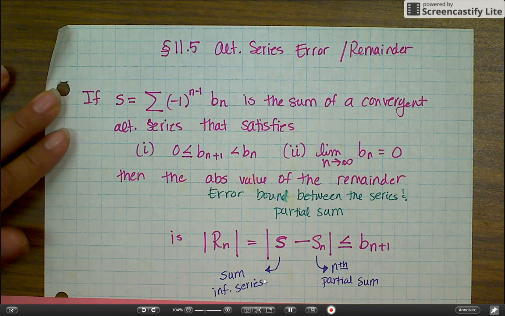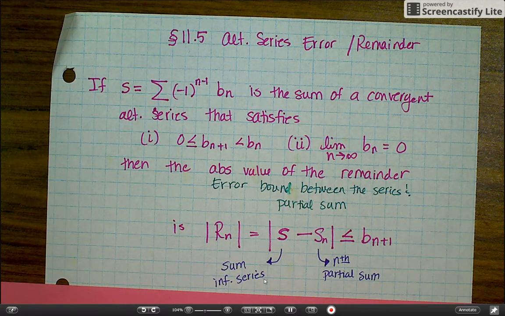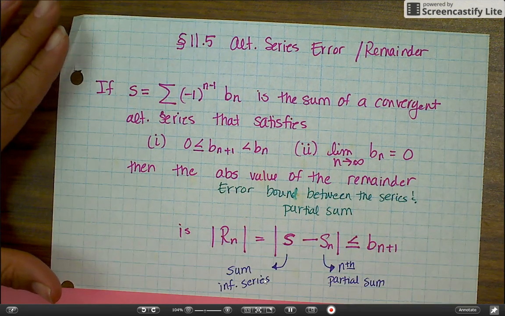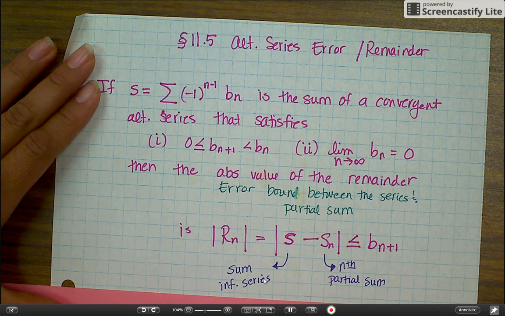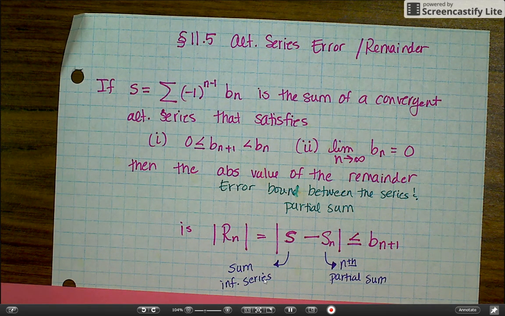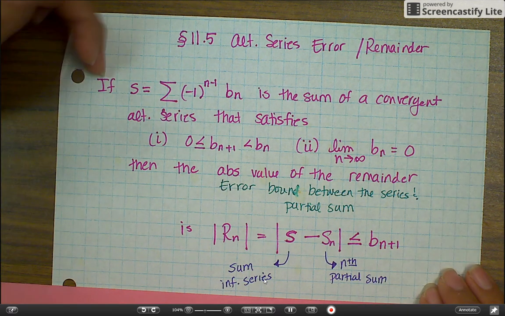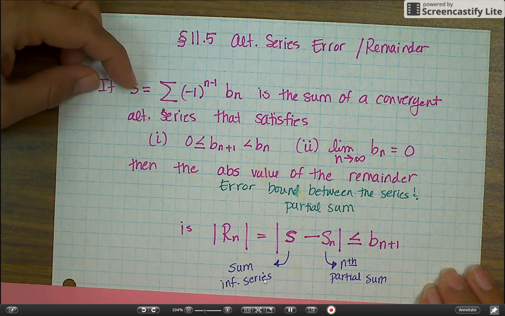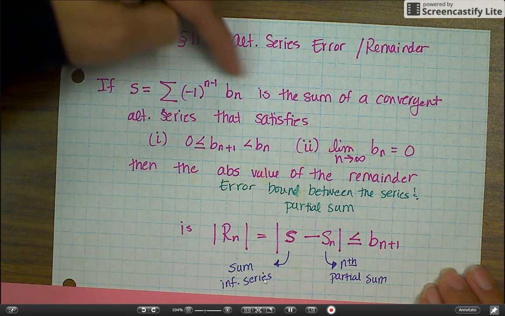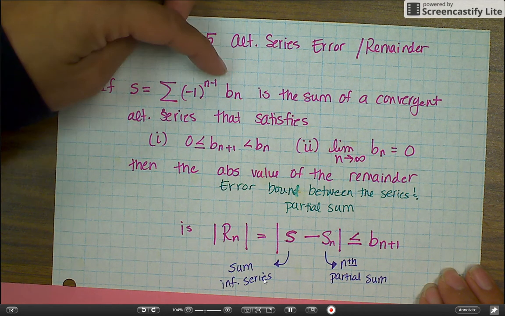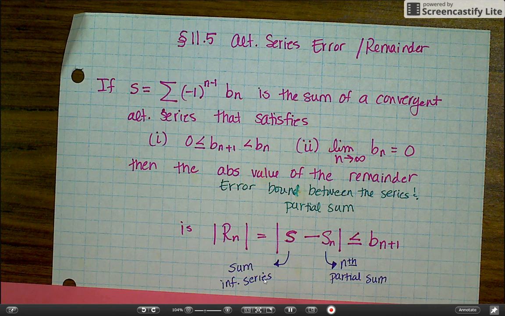Hello, students. So you probably want to pause and copy this down, but what we're learning here is how to calculate a remainder or error off of an alternating series. In this definition, first it says if S, meaning the sum, is equal to this alternating series, so you have the sum of an alternating series. If this is the sum of a convergent alternating series, how do you know if it's convergent?